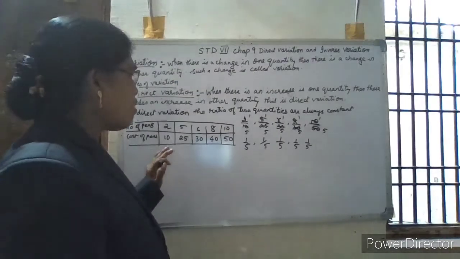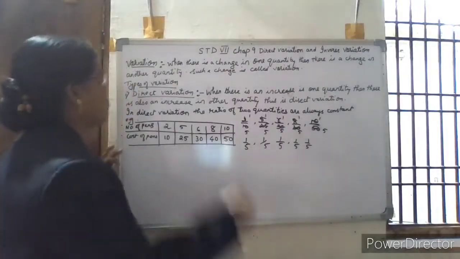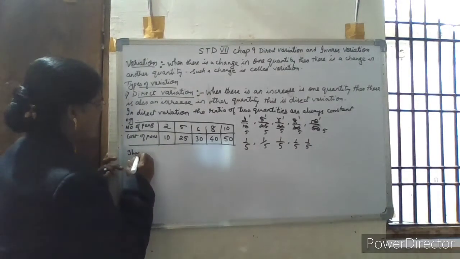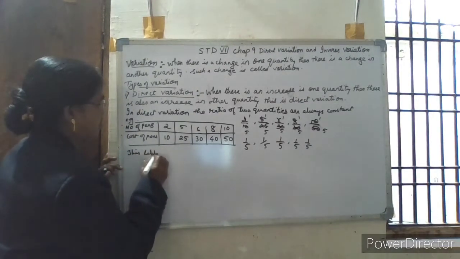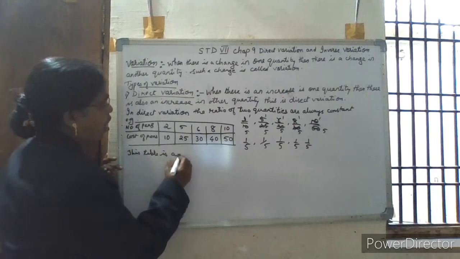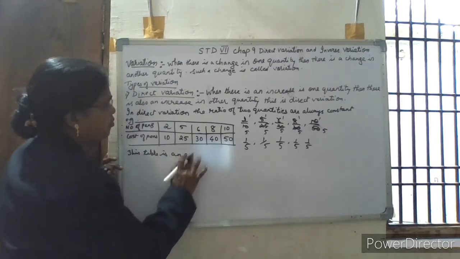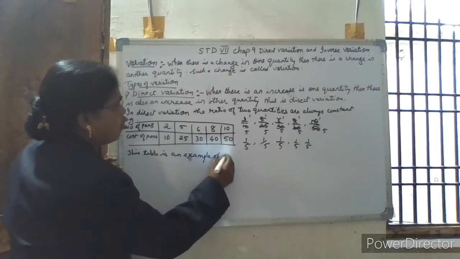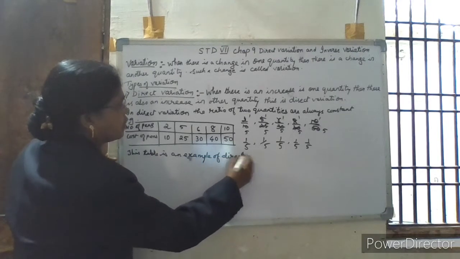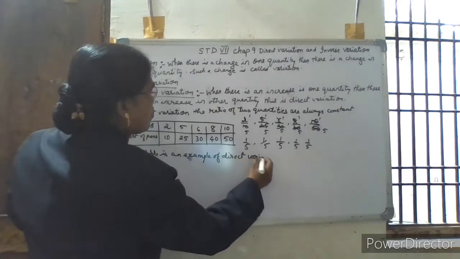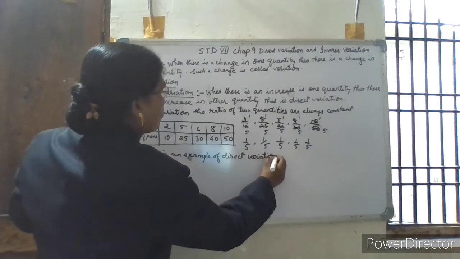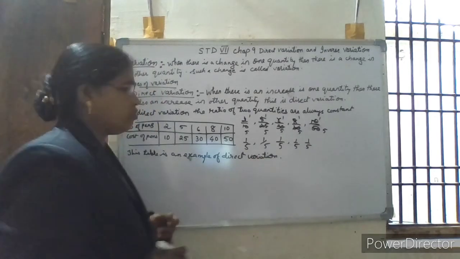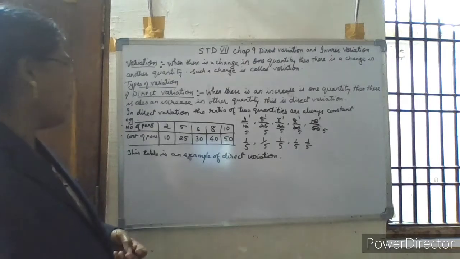So this table is an example of direct variation. So this is what you learnt about direct variation.